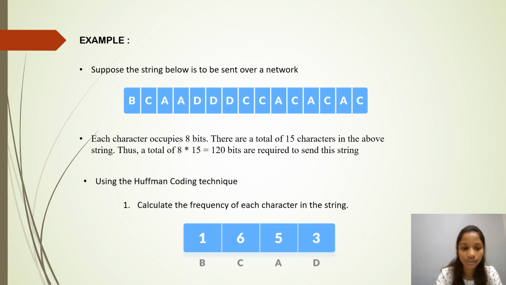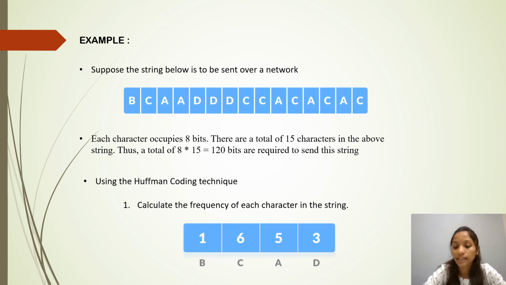Using Huffman code, first we have to calculate the frequency of each character in the string. The first step is to calculate the frequency. We count how many B characters are there in the above string. B has only one occurrence, so its frequency is 1. Then C: how many C characters are there in the above string? There are 6 characters, so the frequency of C is 6.